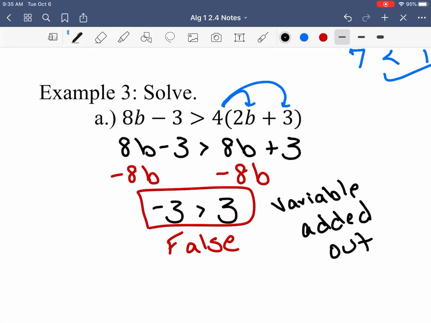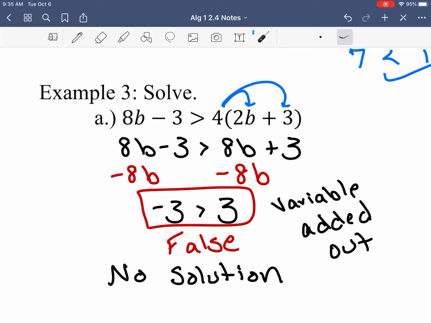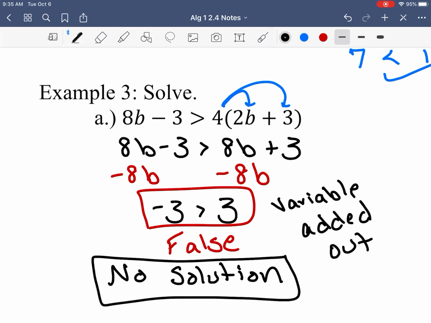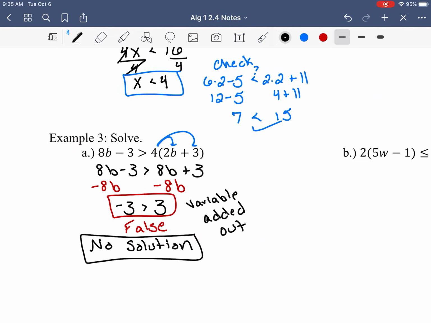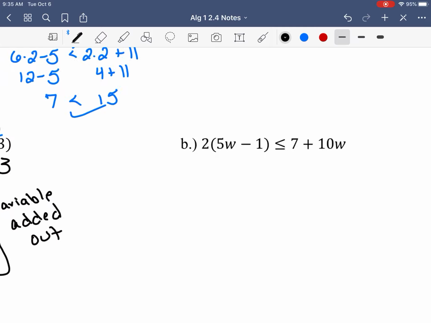So for my solution here, I would write no solution. I can't just write false. I have to write, because the directions say to solve this, I will need to write no solution. Okay. All right. Very last example here.